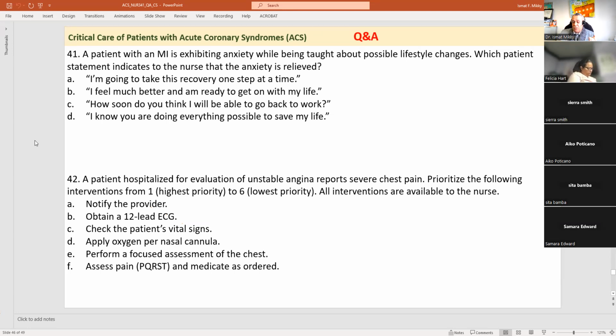So the first one will be apply oxygen per nasal cannula, D. The second, check vital signs. The third one, obtain a 12-lead EKG. And then after that, you assess the PQRST and medicate as needed. Then perform a focused assessment of the chest. And the last one will be notify the provider.